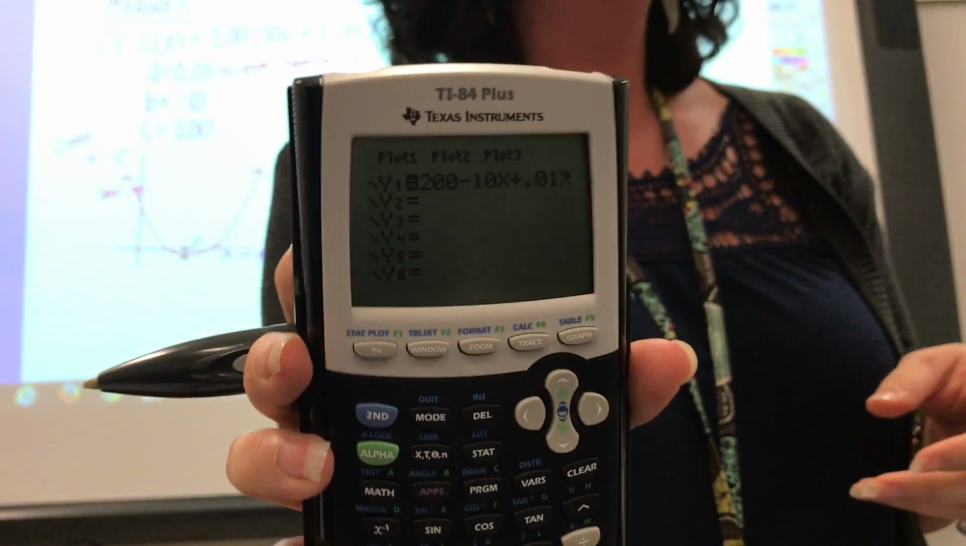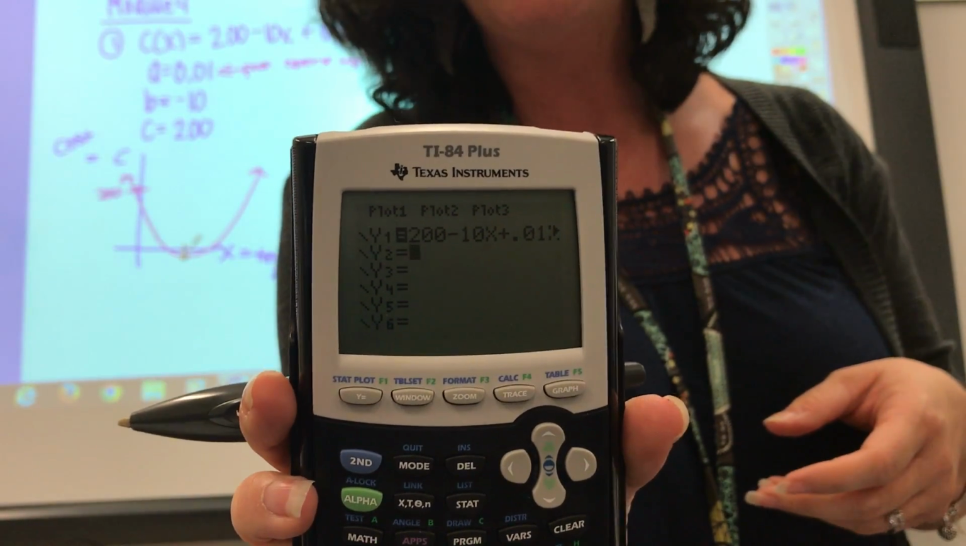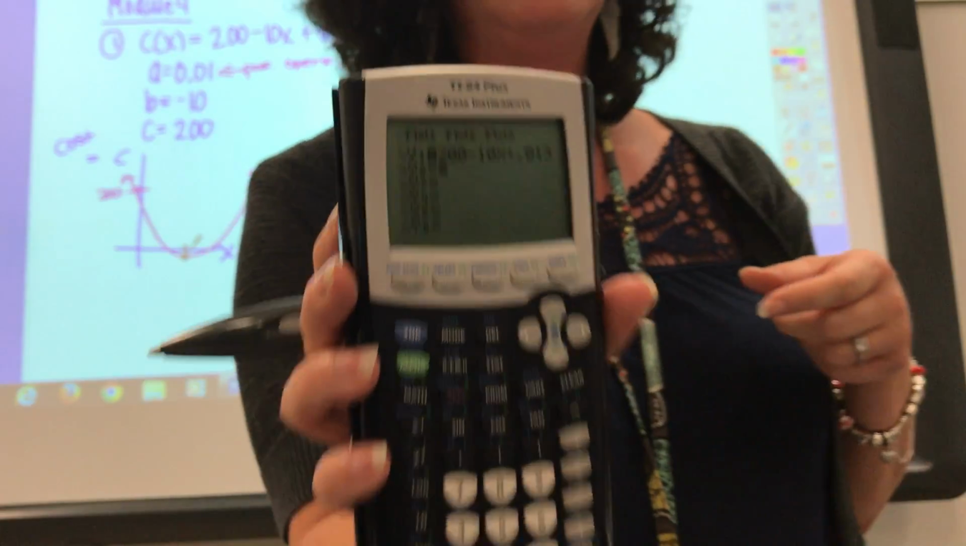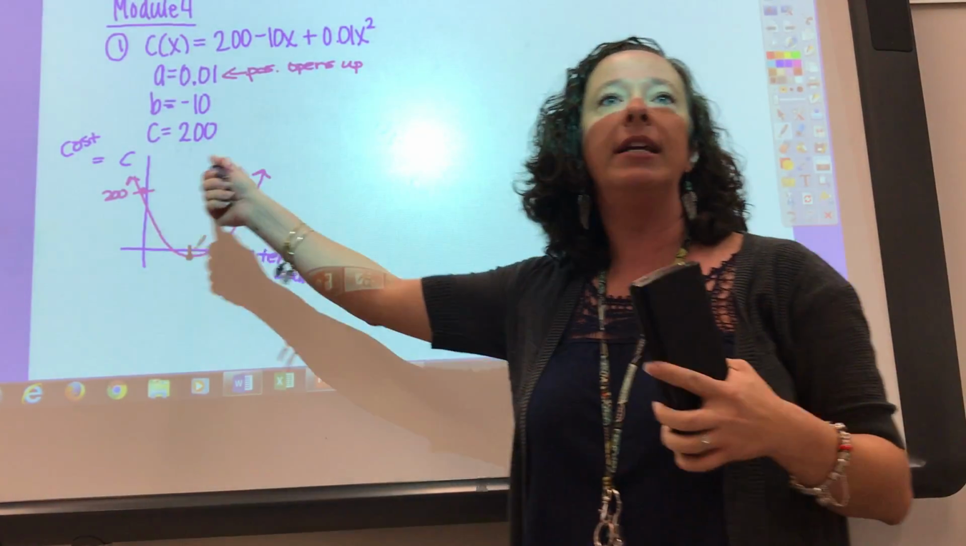I don't know if you can see this, but we're typing this into y equals. And do I even need to worry about putting 0 into y2?